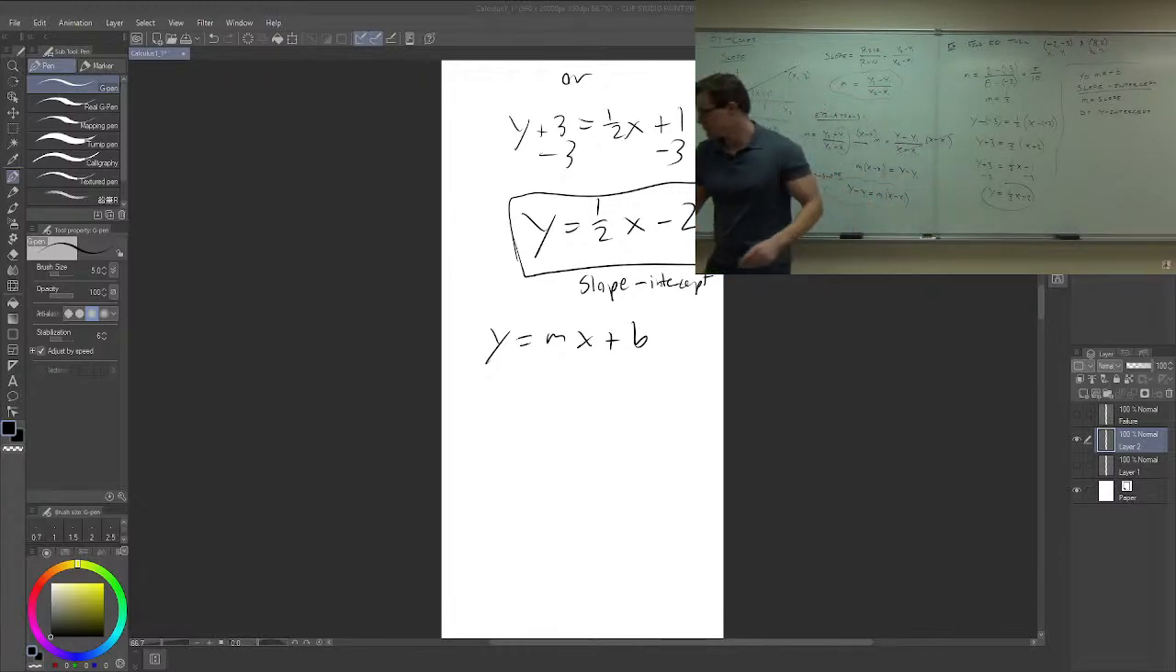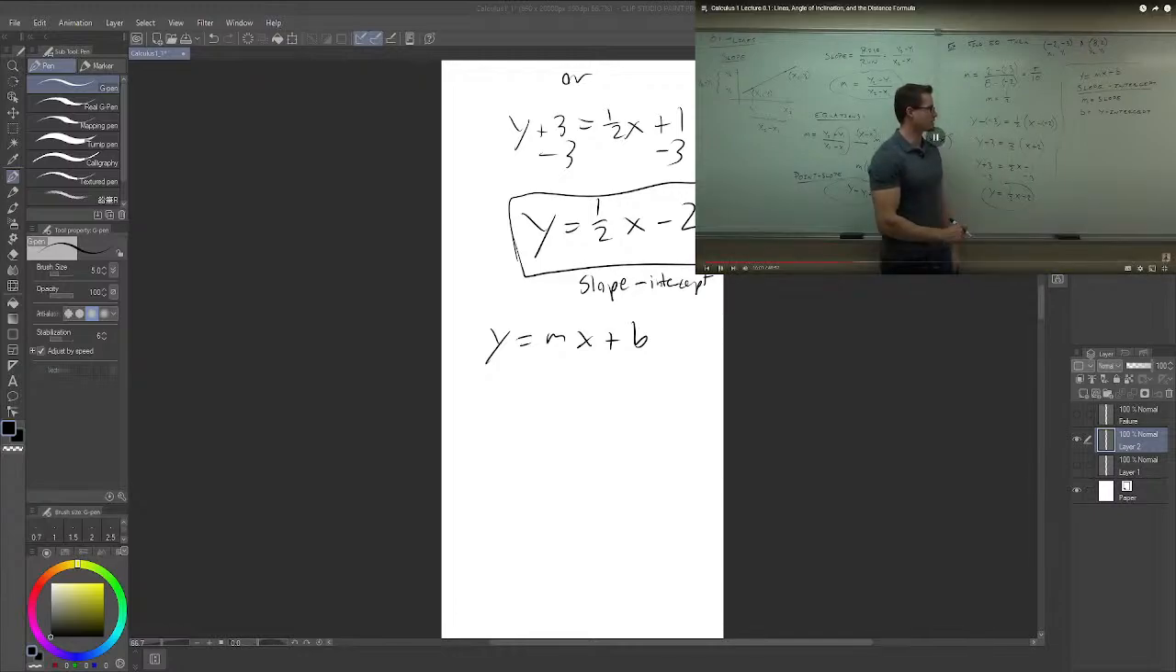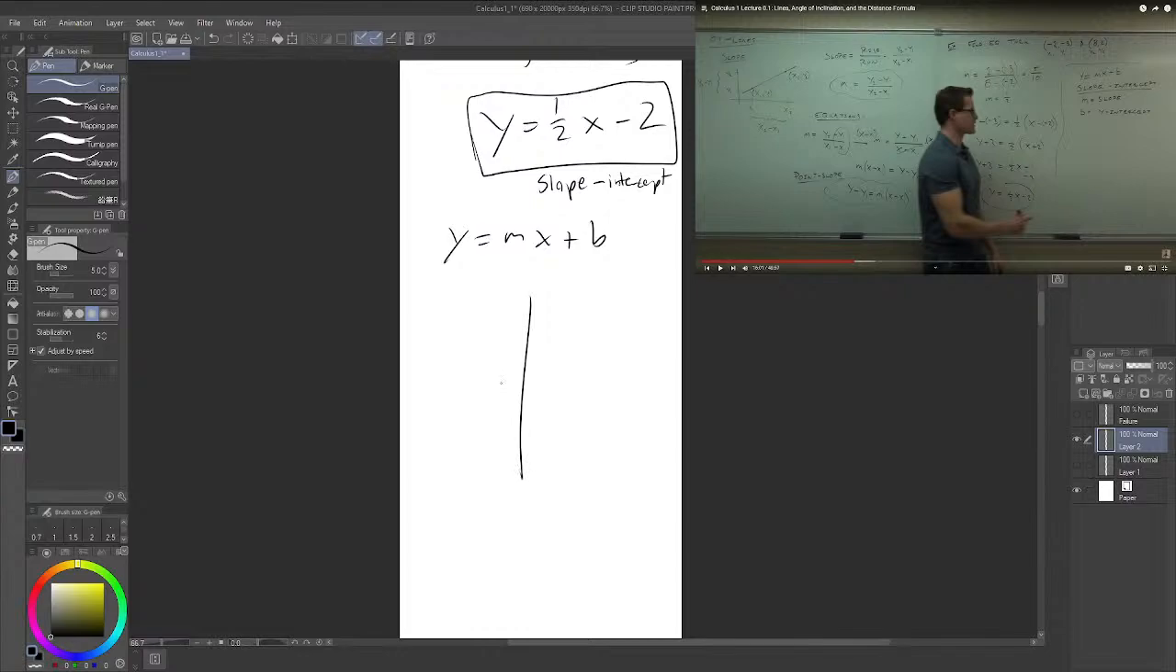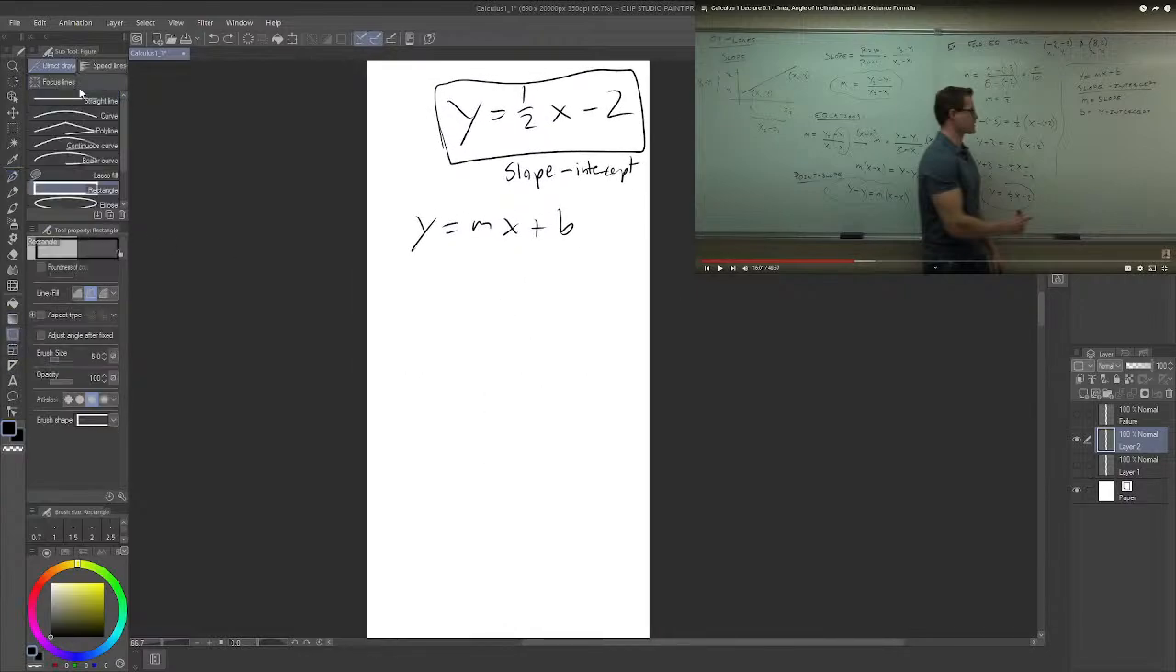Then to graph it. What we just graphed. How would you graph something with 1/2 x minus? How can I graph this? I think it's gonna be really bad, but yeah. No, I use straight lines.